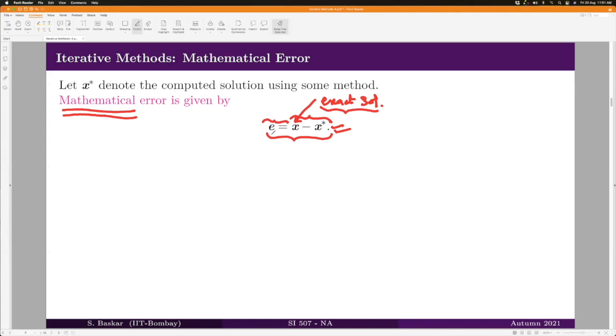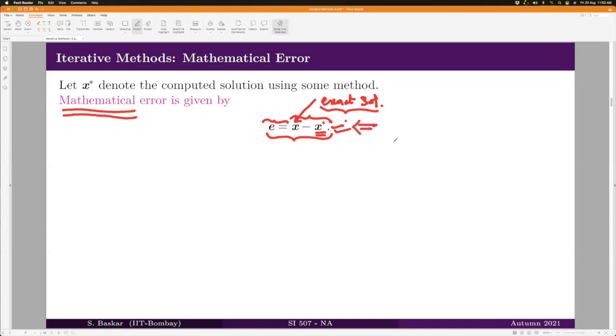And if we can obtain the mathematical error, it means we have the exact solution. When we have the exact solution, the natural question is, why are we going for computing the approximate solution for the system? Therefore, in that sense, there is no meaning in asking for the mathematical error directly from this formula.